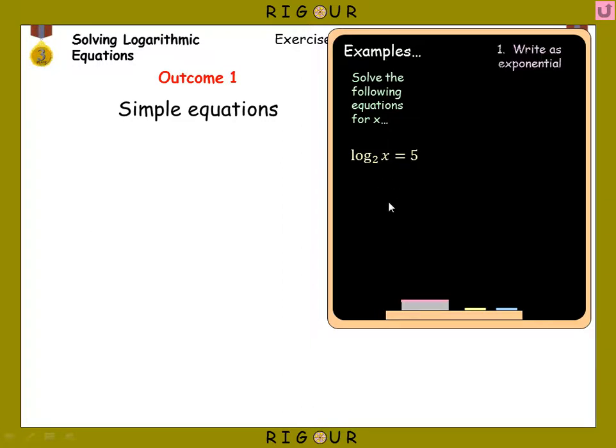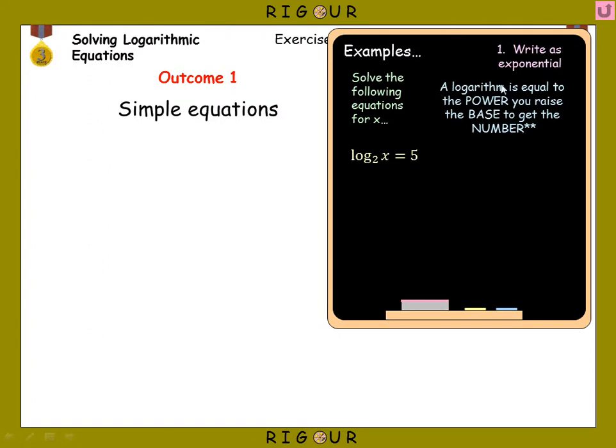So there's a wee trick here and it's very important. So to solve a log equation, you have to write it as an exponential. And once it's written as an exponential, you will be able to use your algebra skills to solve for x. Now how do we write a log as an exponential? Well, it's all down to that key phrase again, isn't it? A logarithm is equal to the power that you raise the base to get the number.